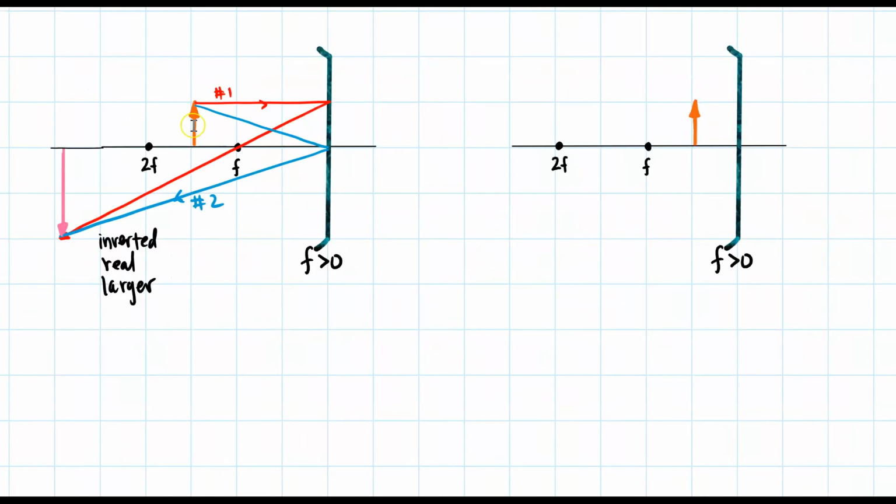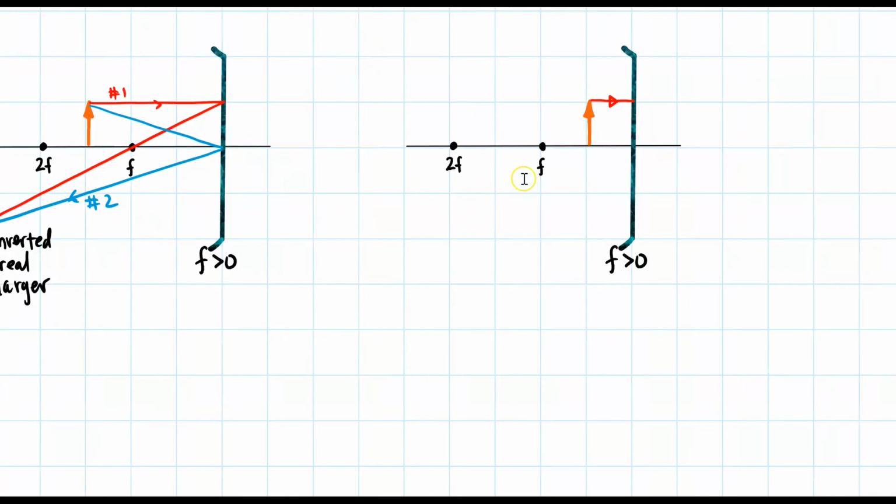The object is between F and 2F. We could see that rays 1 and 2 cross outside of 2F. In other words, you get an inverted, real, larger image. For my discussion with lenses, if an object is inside the focal point, I'm going to get a virtual image. So let's play with this a little bit to be sure that you understand.